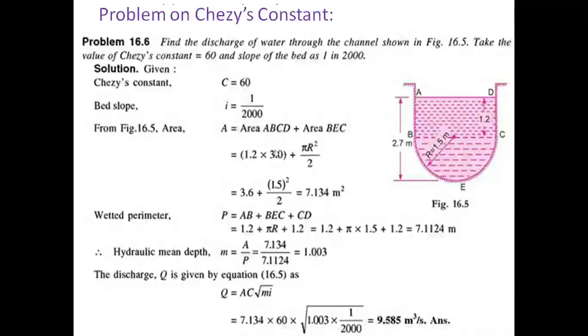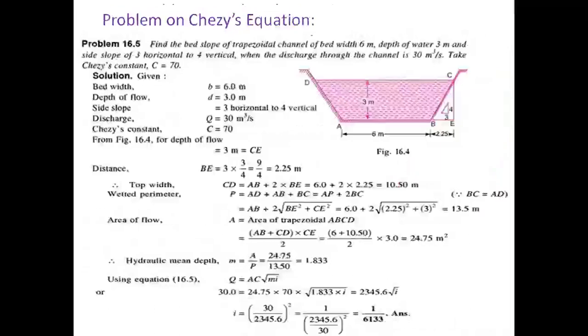9.585 meter cube per second. Finally, the discharge value of the channel is 9.585 meter cube per second. This is one of the problems. Let's go to the next problem.